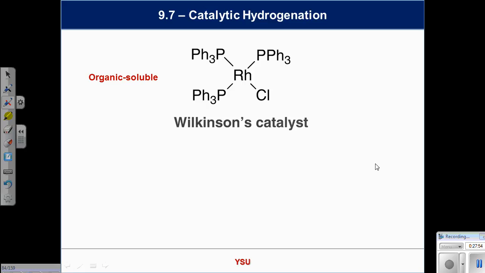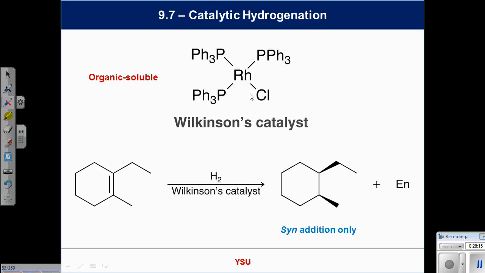So people have developed organic soluble catalysts. The metal now is surrounded by all these organic ligands, or if you're a biologist, ligand, which come together to give organic soluble material, which then dissolves. This is now called Wilkinson's catalyst, and that rhodium does the same job as the platinum or the palladium, and this can dissolve, so it's going to be a homogeneous reaction mixture.